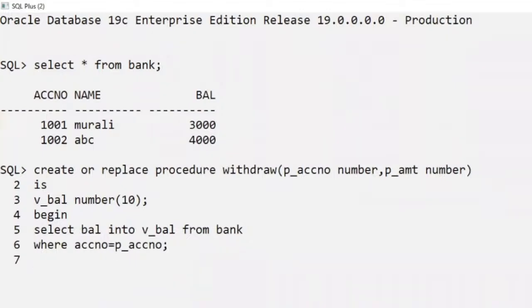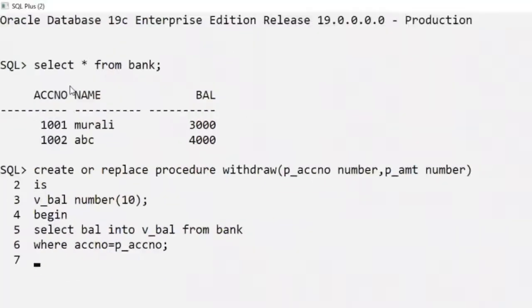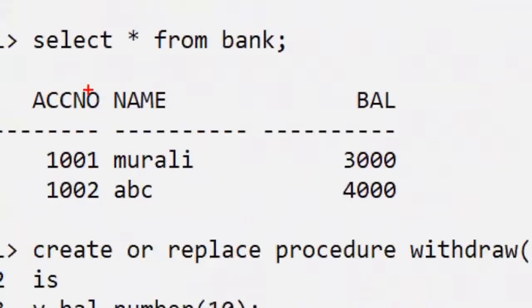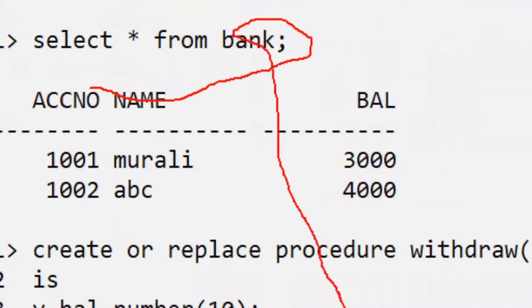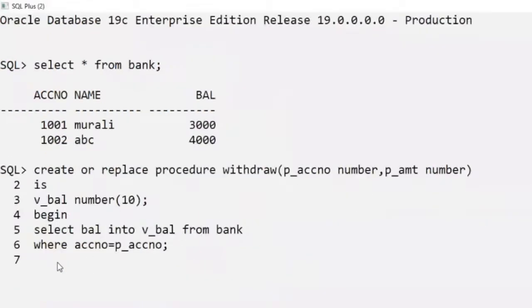Suppose bank is a table. This is a table format only, where your transactions are stored. This table I'm using in this PL/SQL code. Here I'm checking the balance through the account number. Whenever I insert an ATM card and try to withdraw 9,000, as in the previous case, that is the amount only.